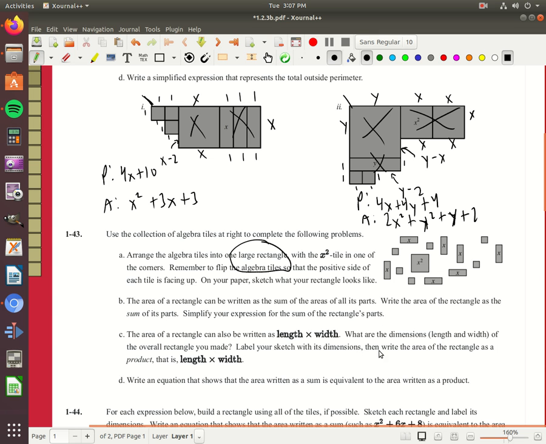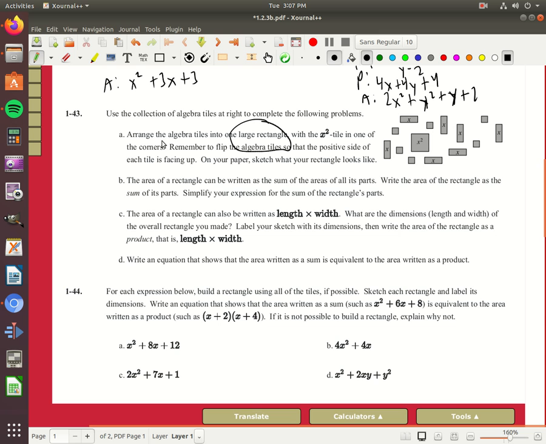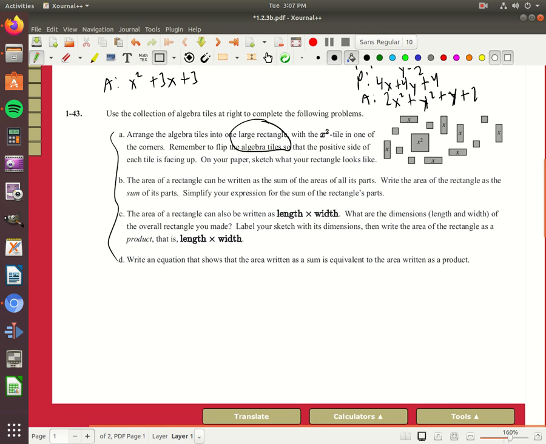Label your sketch with the dimensions, then write the area of the rectangle as a product, that is length times width, and write an equation that shows what the area written as a sum is equivalent to the area written as a product. So what does all of this mean? Here's what this means, and I will go back over here and get this stuff back in a second, but what they're saying essentially is this.